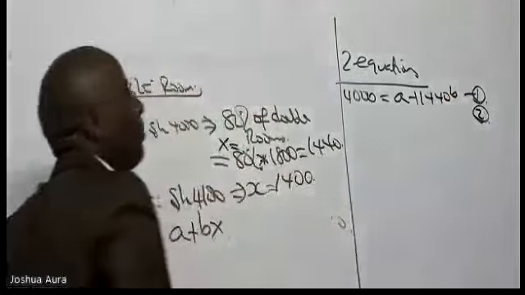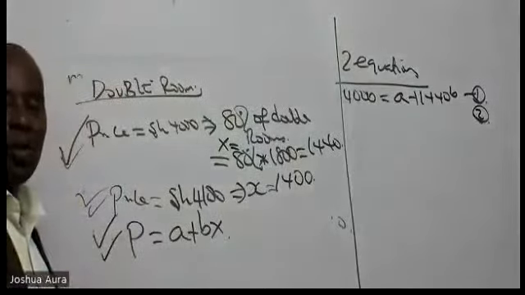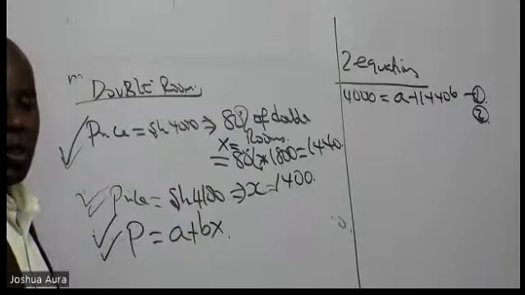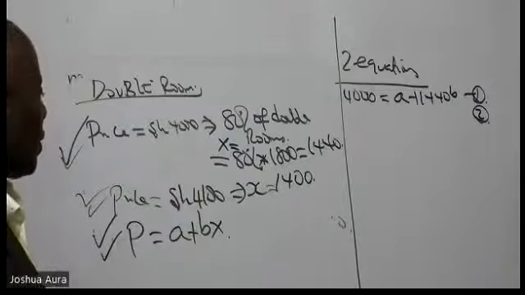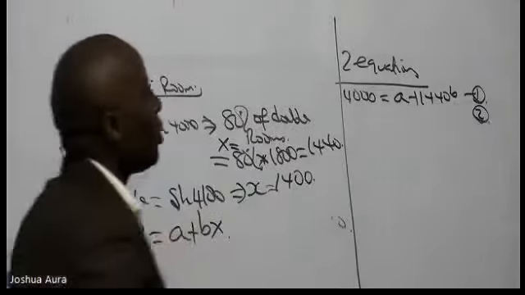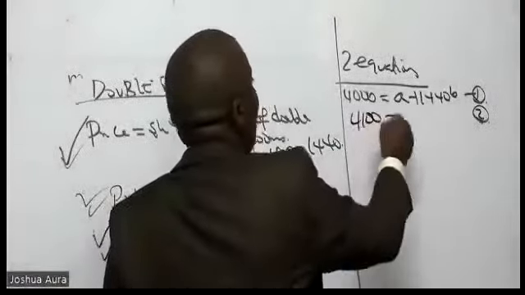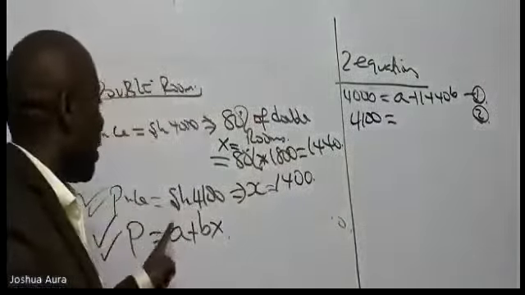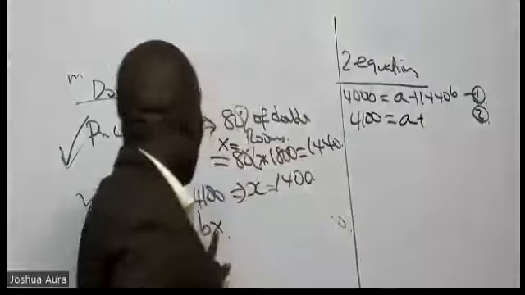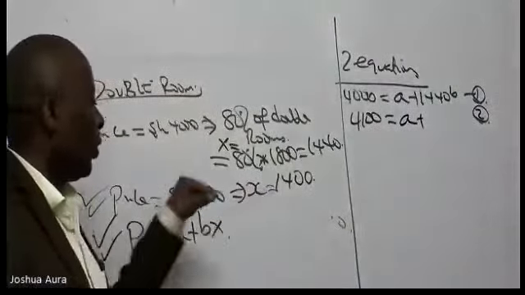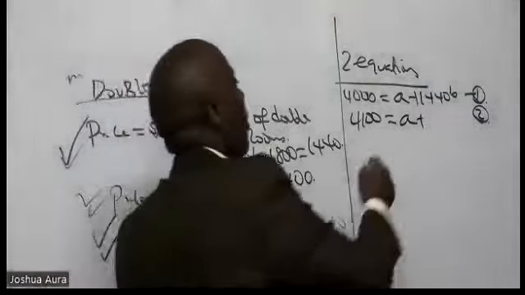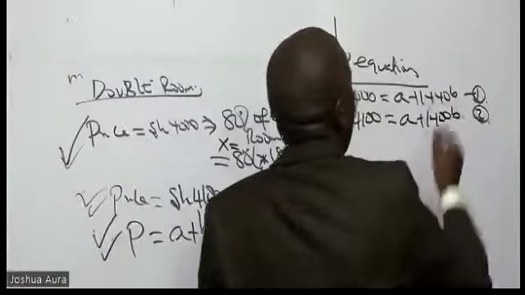How about equation number 2 using the second point? So equation number 2 will move like this. We know that the price for the second equation is 4,100. So 4,100 equals A, that I don't know for now, A plus B times X, and X is 1,400, so B 1,400. So it'll be A plus 1,400B, like that.